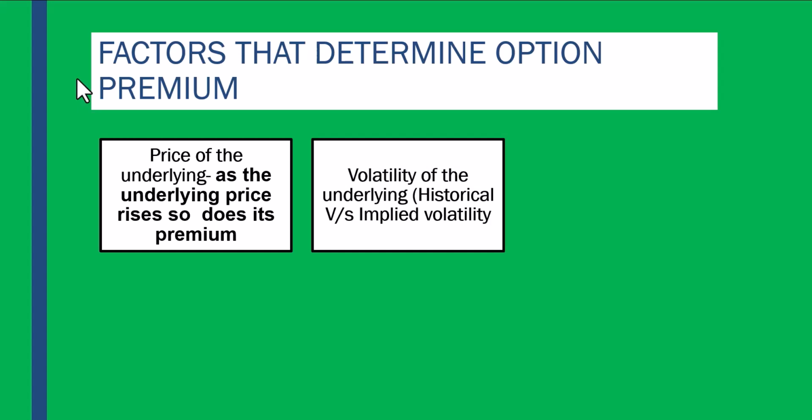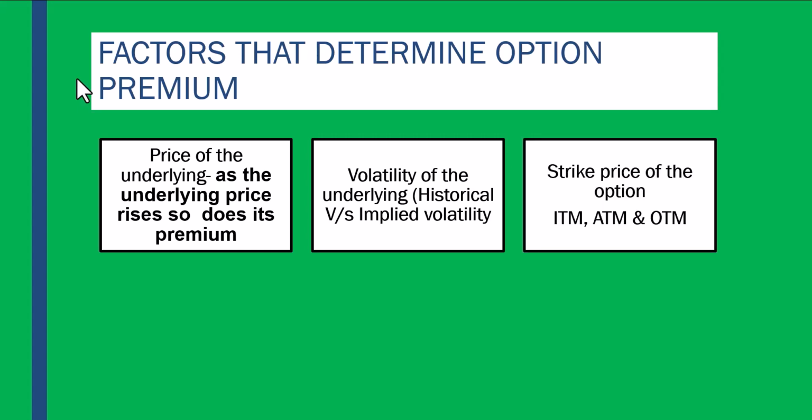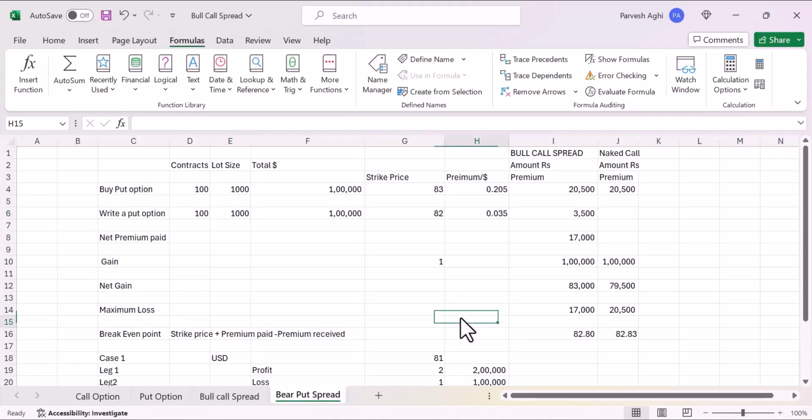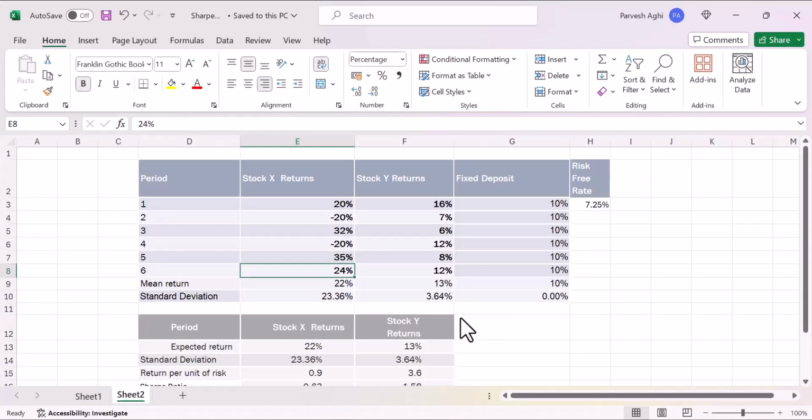Volatility of the underlying. How volatile is the currency pair or a stock? Okay, fine. So here I'll just show you. This is called Sharpe ratio. You might have done Sharpe ratio in your life. Anyway, we are not doing Sharpe ratio, but I'll explain it to you in the process.